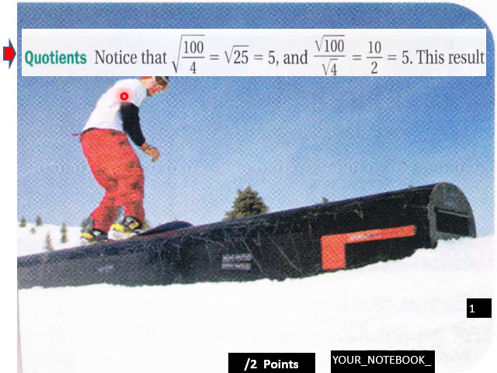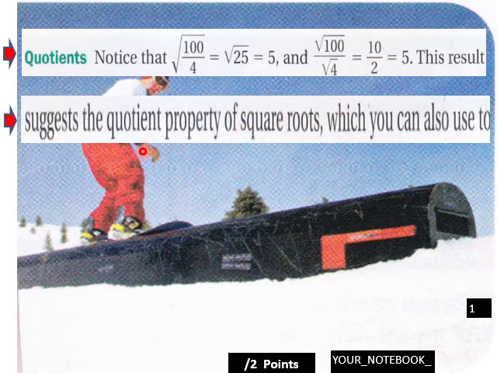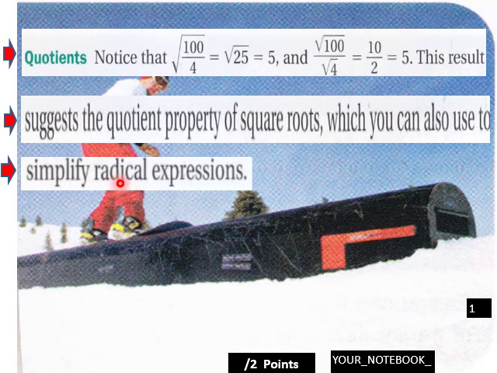Quotients. Notice that radical 100 over 4 would equal radical 25, which would equal 5. And radical 100 over radical 4 would equal 10 over 2, which would equal 5. This result suggests the quotient property of square roots, which you can also use to simplify radical expressions.